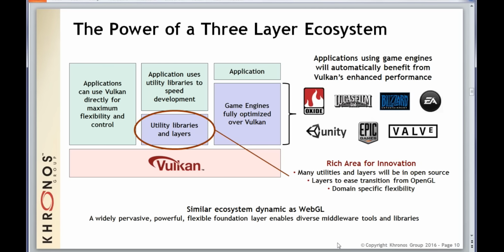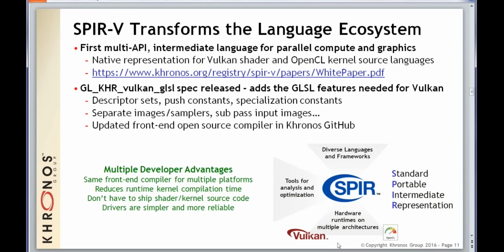I want to mention SPIR-V. SPIR-V, in many respects, is just as fundamental as Vulkan and OpenGL. SPIR-V is Khronos' intermediate representation that includes native support for parallel computation and graphics. There's a great white paper. I put the link in there if you're not familiar with SPIR-V.